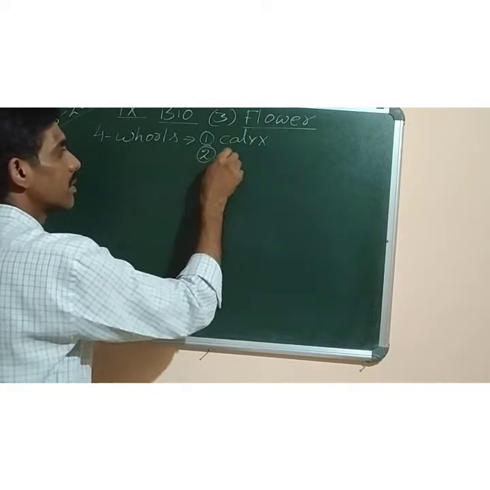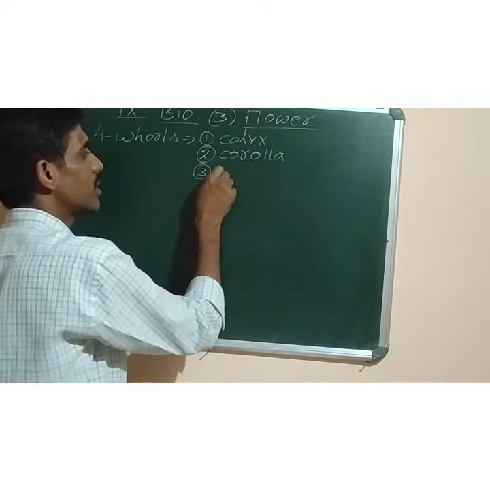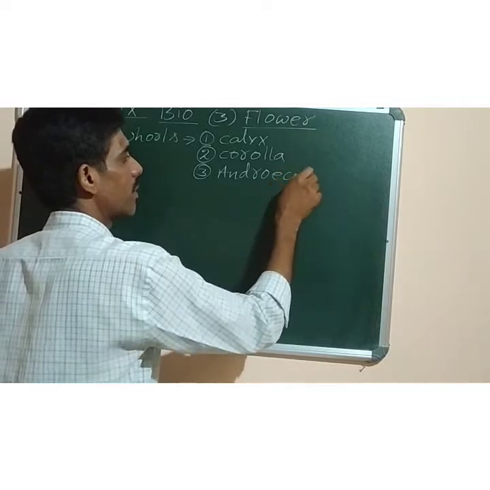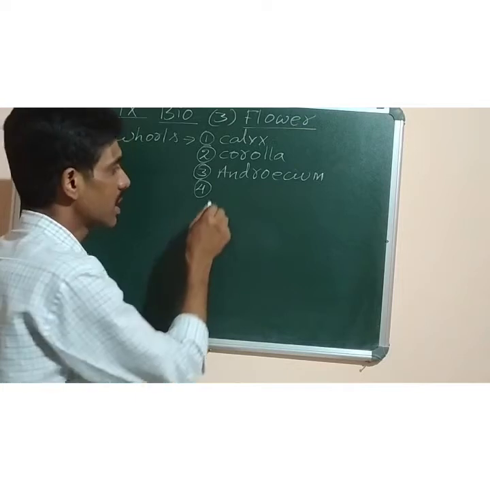corolla, the attractive part, number 3 androecium, which is the male part of the flower, and finally we have the 4th part, that is the female part of the flower, which is known as gynoecium.